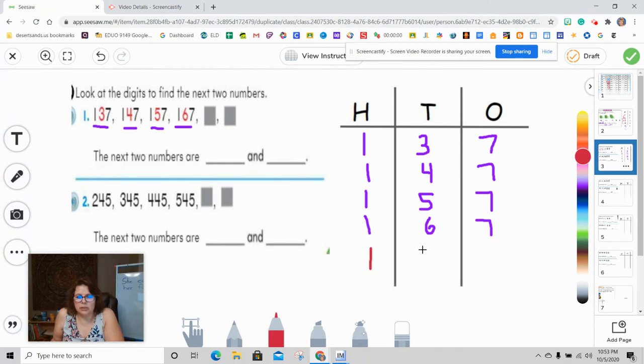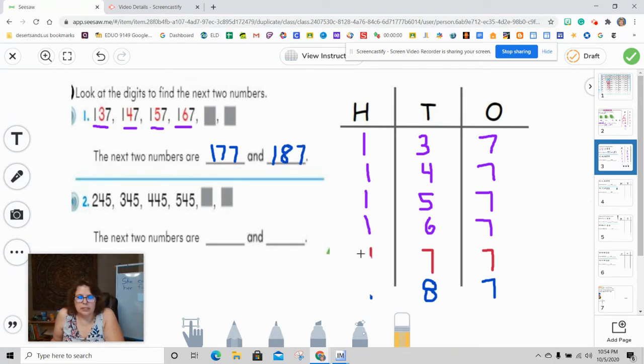And then this is a 6, so it would be a 7, and then 77. My next number will be 100, and this is a 7, so it's going to be an 8, 87. So I know that it will be 177 and 187. Okay, so I'm going to erase this so I can use my chart again for the next numbers.